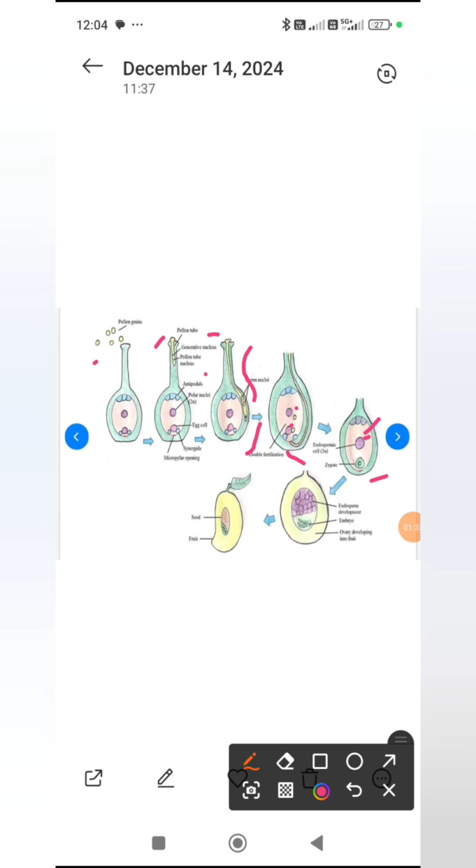And then the zygote develops into the embryo and the primary endosperm cell develops into the endosperm.